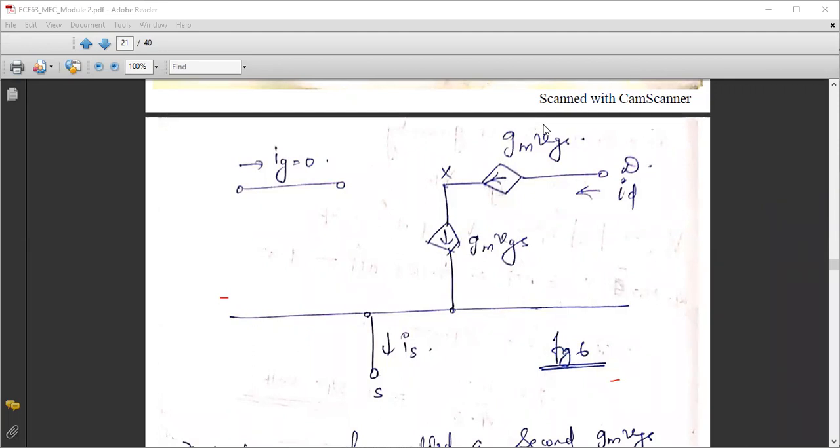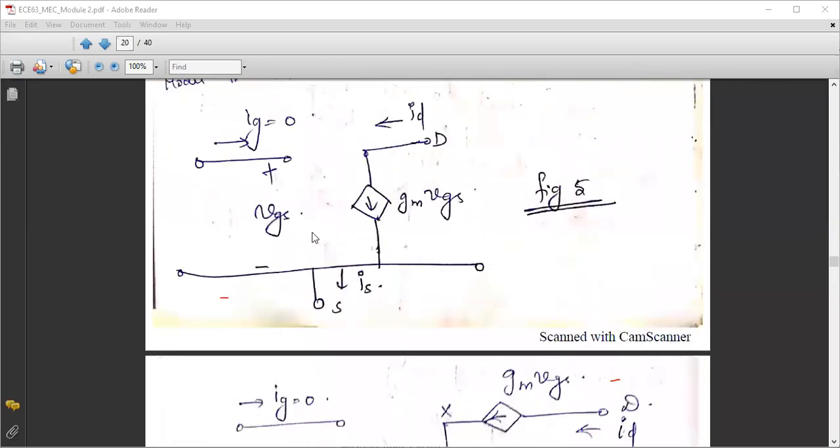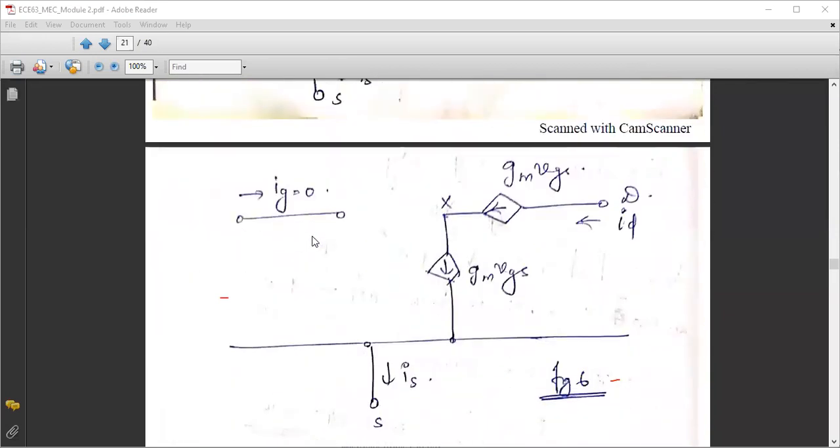So the question will be like this: develop a T model for a MOSFET common source configuration by using the small signal equivalent model. So we will start with a small signal equivalent model, and from that we will go step by step, and finally we will develop the T model. So you will have to draw each and every figure and explain in your own words.